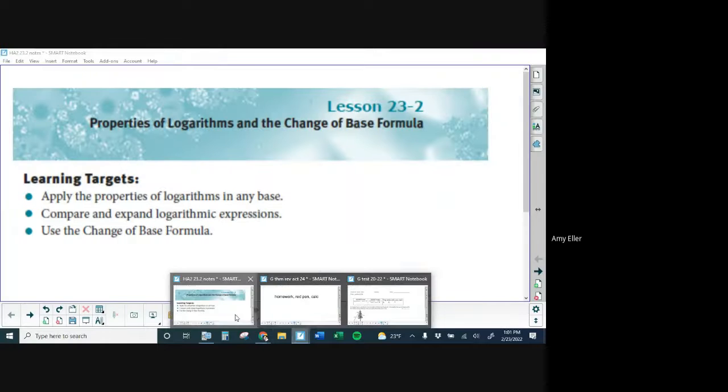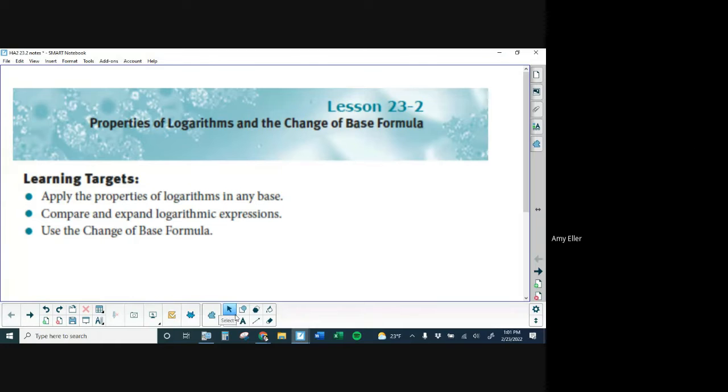Okay, here we go. Starting on page 362, I will read what it says.